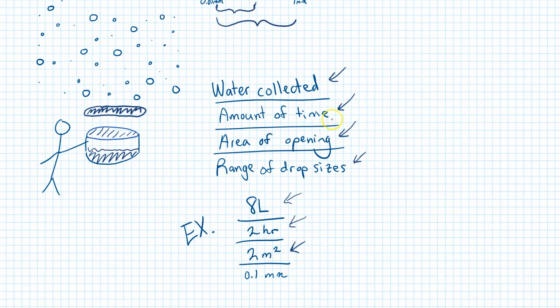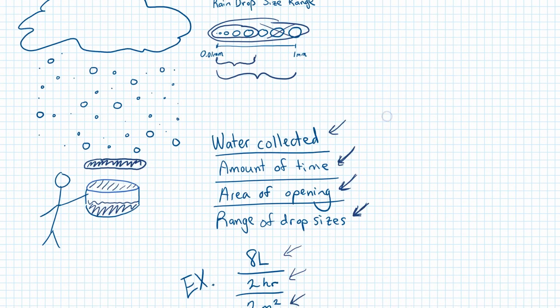So like the other things, like time and area of the opening, we could just divide by the range of drop sizes that you allowed in. You can think of these as windows, right? You had a window of time over which you collected rain. You had a window of area over which you were looking. Well, you also have a window of drop sizes over which you're allowing into your bucket.